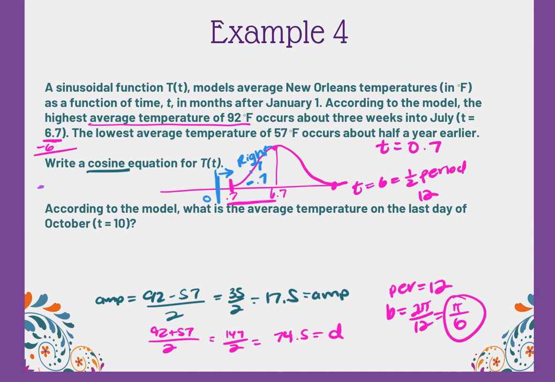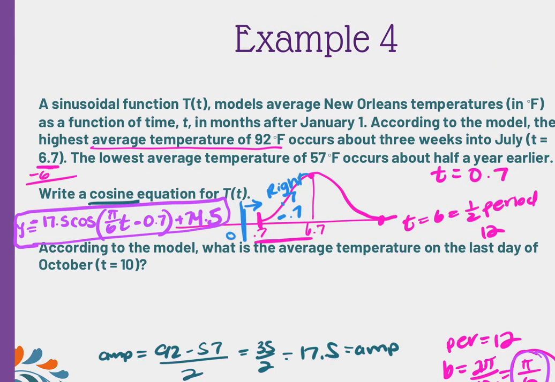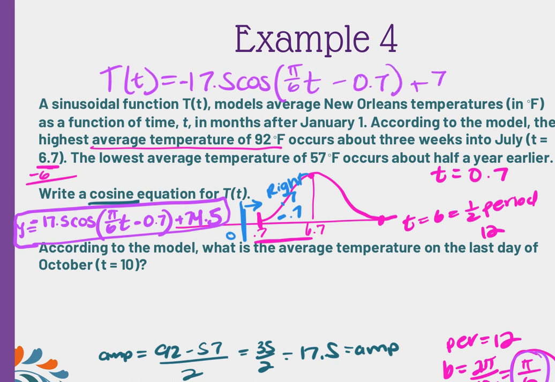So I have negative, my amplitude, 17.5, cosine, the B, which we said was pi over 6, times T, which is my angle. With the phase shift to the right, 0.7, so minus 0.7, and a vertical shift up, 74.5. So that whole thing is my model. And actually, it should be T of T equals negative 17.5 cosine pi over 6 times T minus 0.7 plus 74.5.